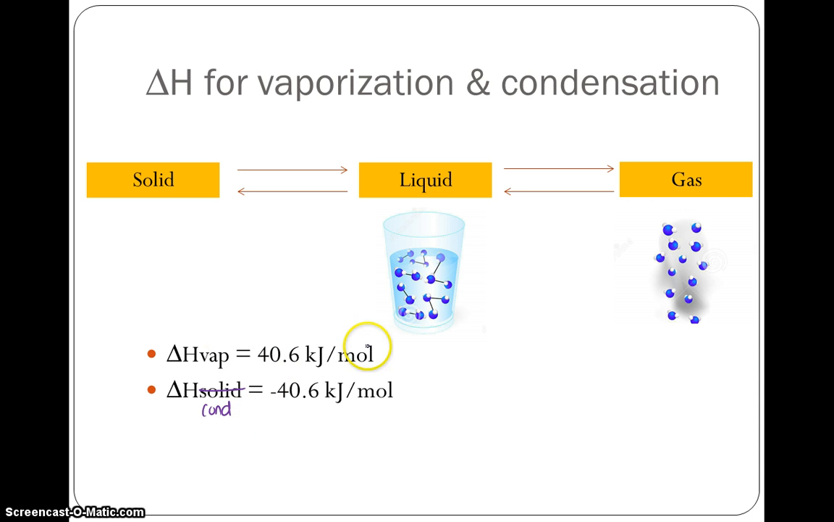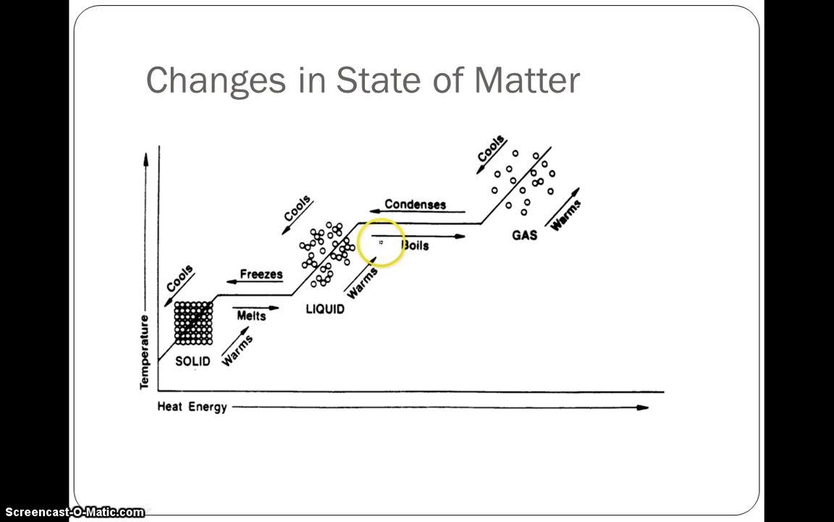So we can see that in order for us to vaporize water, we would have to put 40.6 kilojoules in to turn it into a gas. And then to condense this gas into a liquid, we would have to again remove those 40.6 kilojoules per mole because we're stealing the energy away from that gas to get it to turn back into a liquid. So it would be a negative value. So if we look at this chart again, we can see if we're talking about water here, this would be happening at 100 degrees Celsius.